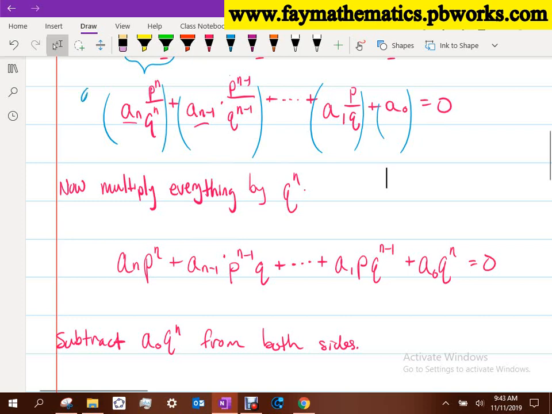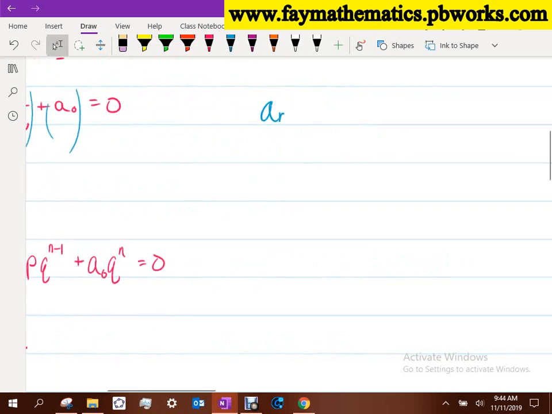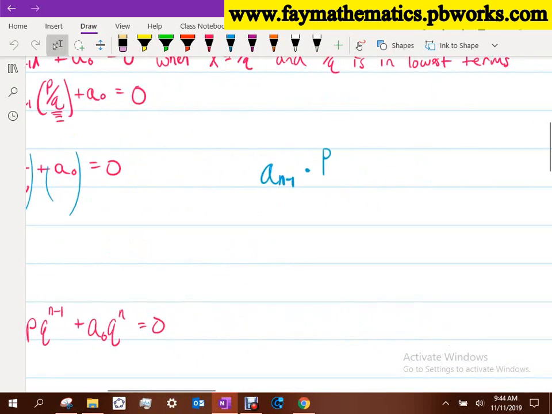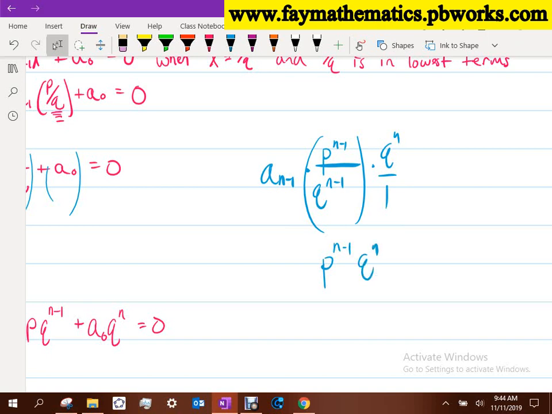Okay? I think this one's kind of easy. If I multiply that by q to the n, cancel, cancel, right? Leaves me that. This one's a little bit more difficult. So let's kind of drag that one to the side here real quick. We've got a to the n minus 1 times p to the n minus 1 over q to the n minus 1. And we're going to multiply that by q to the n, right? Well, that turns into, if I multiply those out, p to the n minus 1, q to the n, over q to the n minus 1.